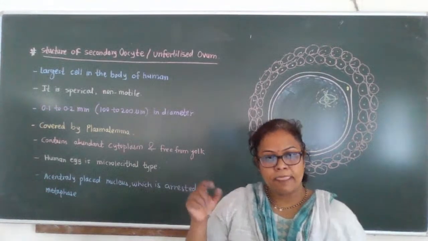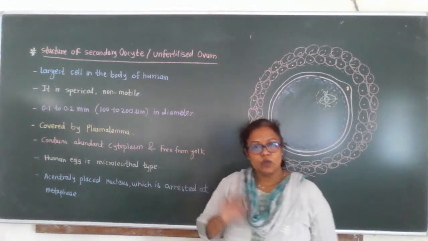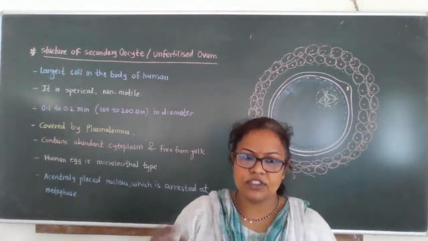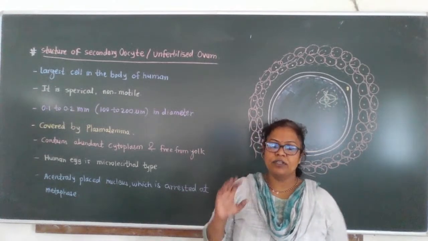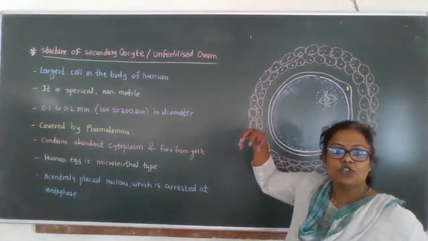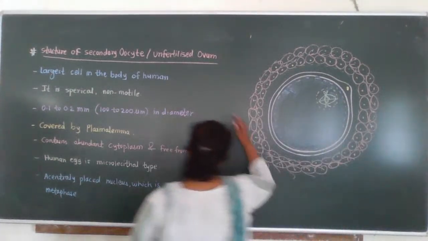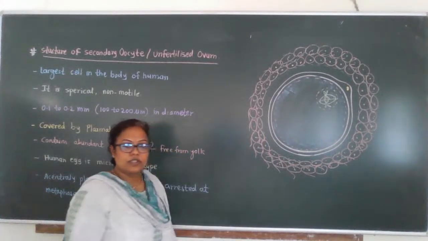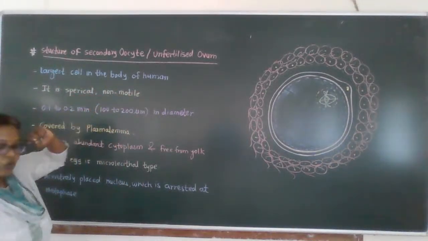Before the rupturing of the Graafian follicle, the primary oocyte gets converted into the secondary oocyte, before the ovulation, about 5 hours before. When the LH surge occurs, the Graafian follicle ruptures, and the structure which comes out from the Graafian follicle and from the ovary is nothing but the secondary oocyte. So this is the secondary oocyte. The secondary oocyte is also called as unfertilized ovum.